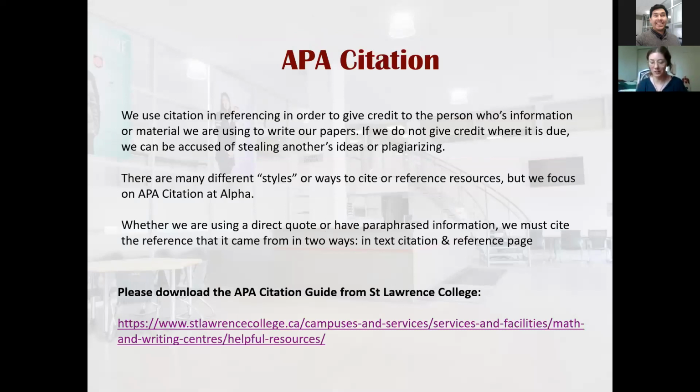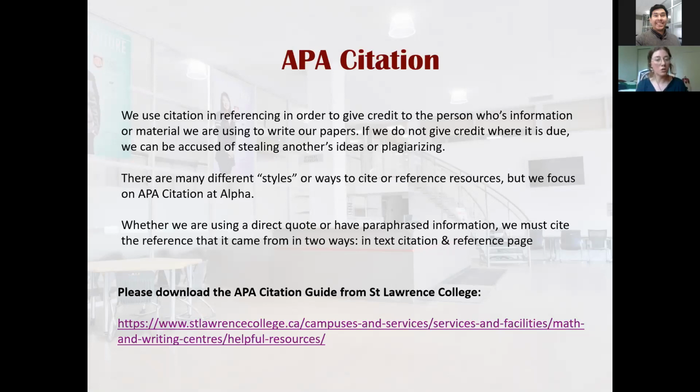Now on to some important stuff. APA citation. We use citation and referencing in order to give credit to the person whose information or material we're using to write our papers. If we do not give credit where it's due, we can be accused of stealing others' ideas, or plagiarizing. There are a lot of different styles or ways to cite reference resources, but we focus on APA citation at Alpha, so that's what you guys are going to be using.